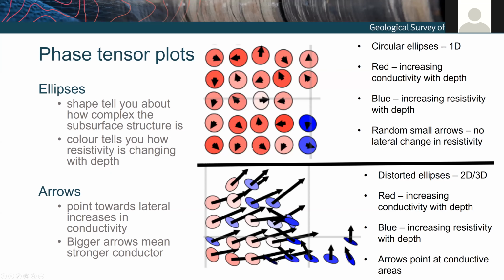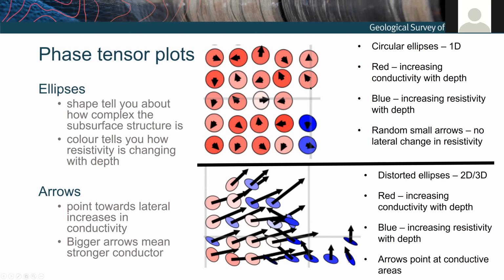So here's a little slither of data. Each of these circles is an individual MT site at a specific depth, and the shape of these ellipses will tell you how complex the structure underneath you is, and the color will tell you something about the conductivity or resistivity of your underlying rocks. The arrows are a bit easier again. The arrows are simply going to tell you which way you should go laterally to find a large conductor. They'll point towards a conductivity feature, and the larger the arrow, the stronger the conductor.